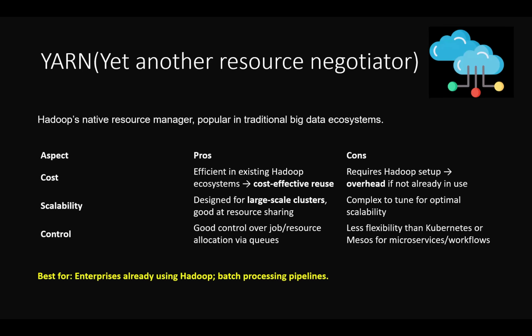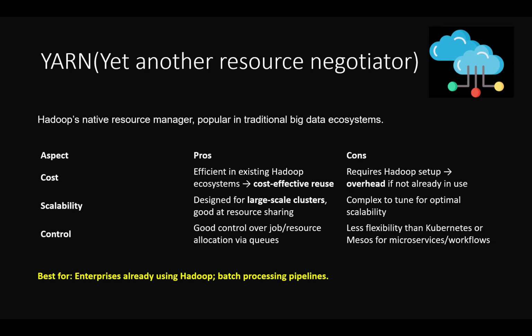Okay. The second one that comes is Yarn, yet another resource negotiator. That's the full form of Yarn. So it's Hadoop's native resource manager, and it was very popular in the earlier days of big data. Right now, again, we will look at three aspects. Cost. It is efficient. It is cost effective. It requires a Hadoop setup.